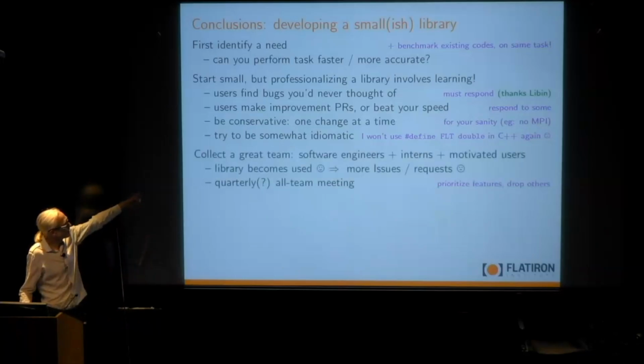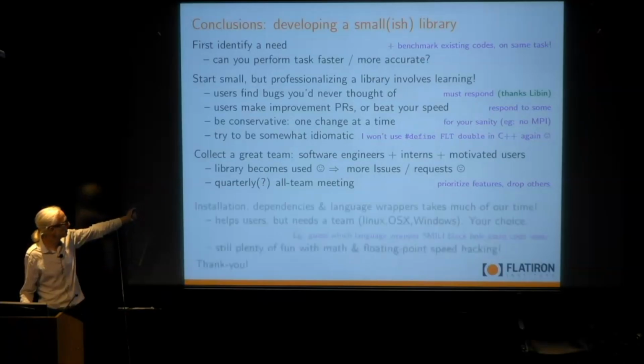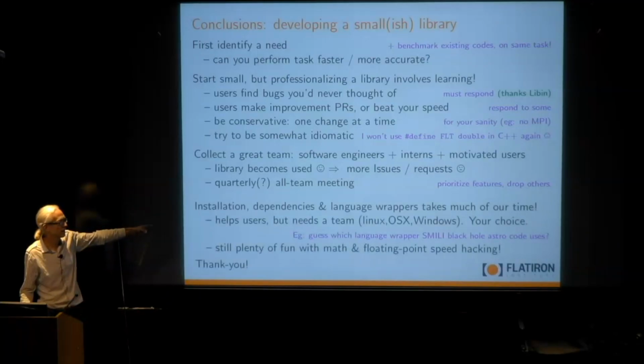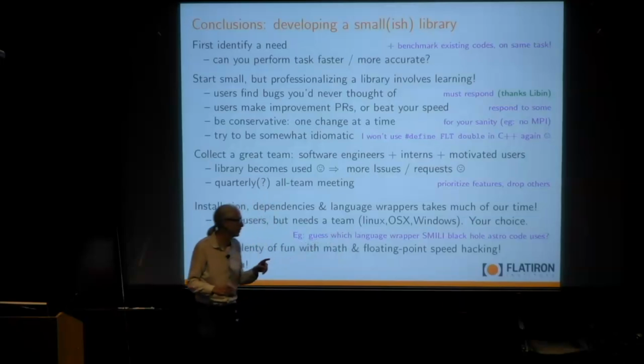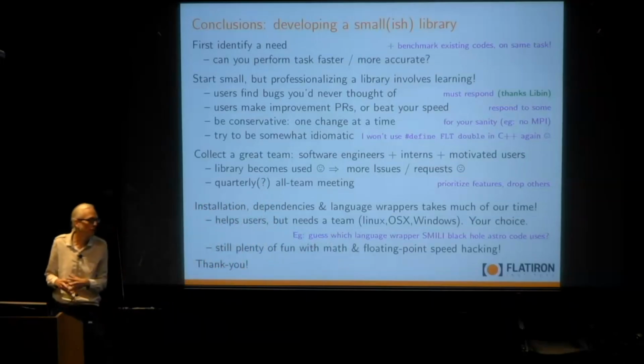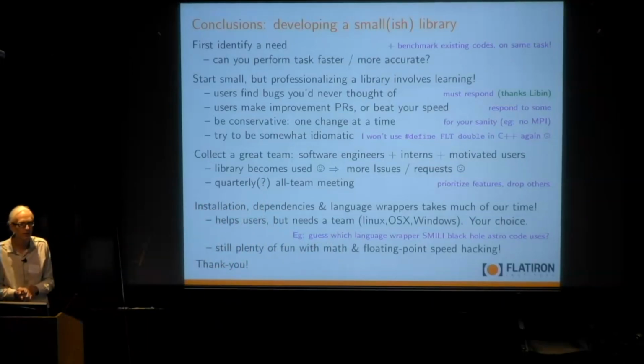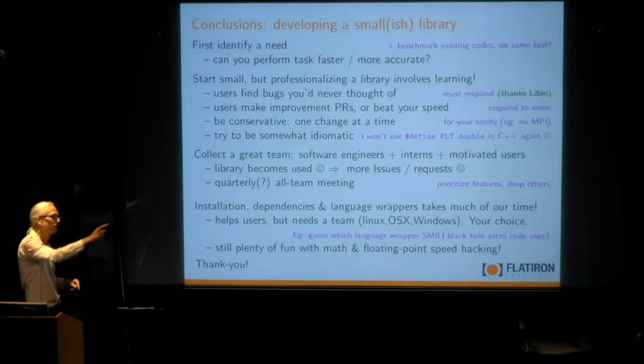Okay, collect a great team: software engineers, interns, motivated users, have meetings, prioritize features. Then installation, dependencies, and language wrappers take much of our effort. But it helps engage the user base. Oh, and by the way, in all of these wrappers, can you guess which language wrapper the black hole astro code that was used for that black hole image uses? Any guesses? Yes, it's Fortran.